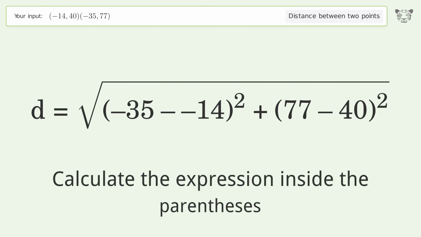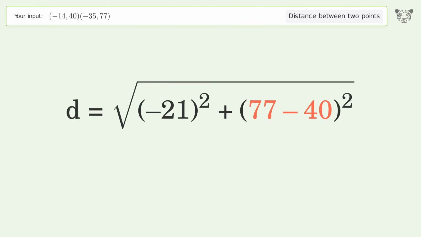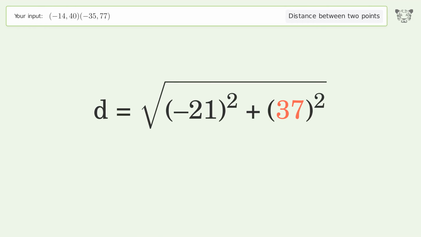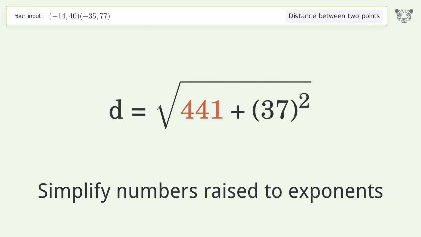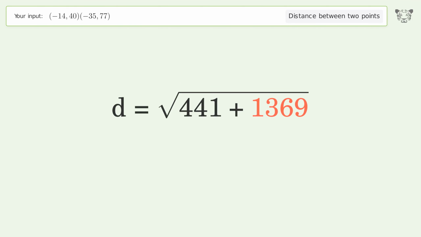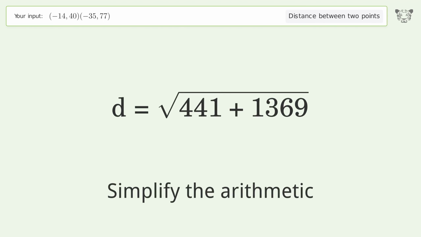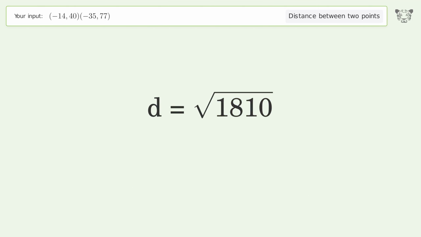Calculate the expression inside the parentheses. Simplify numbers raised to exponents. Simplify the arithmetic. And so the distance between the 2 points is the square root of 1810 or 42.544.